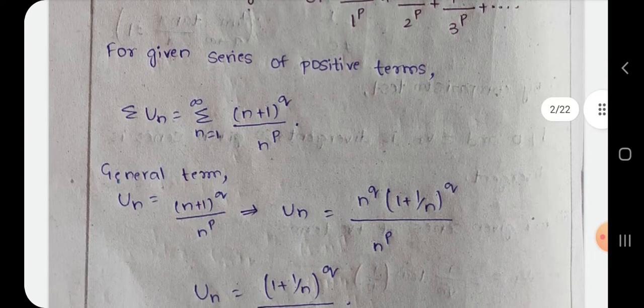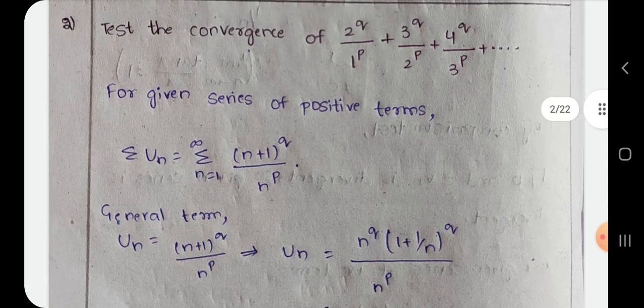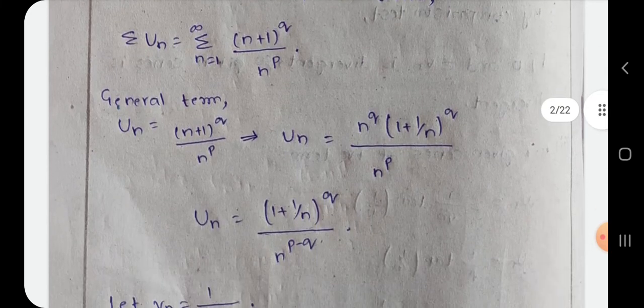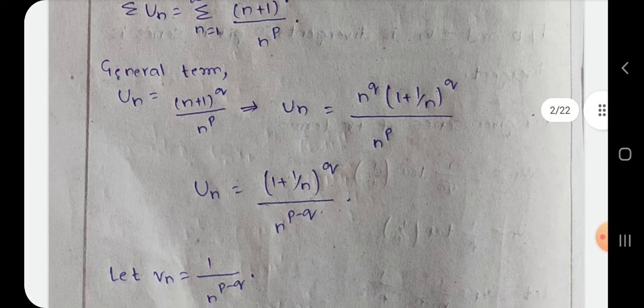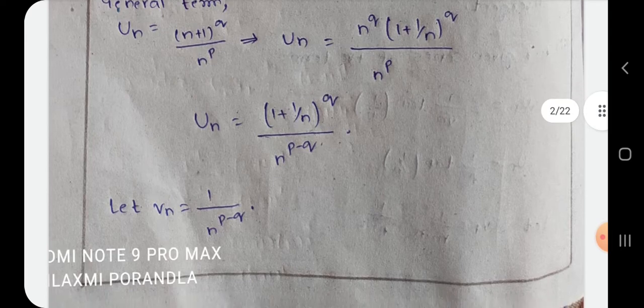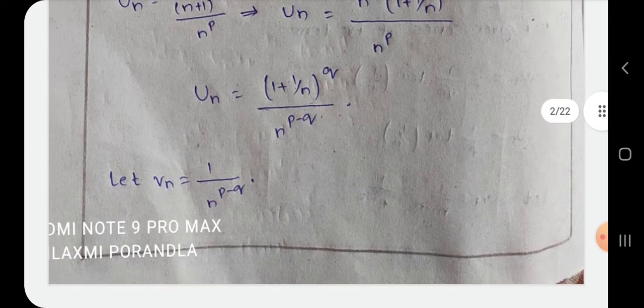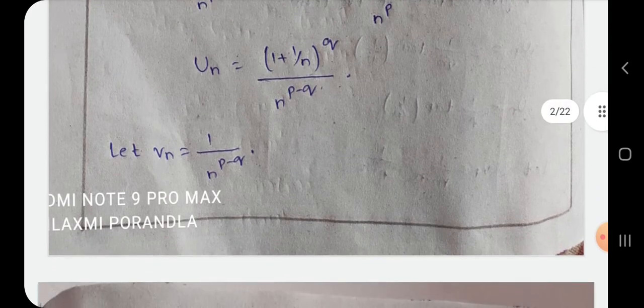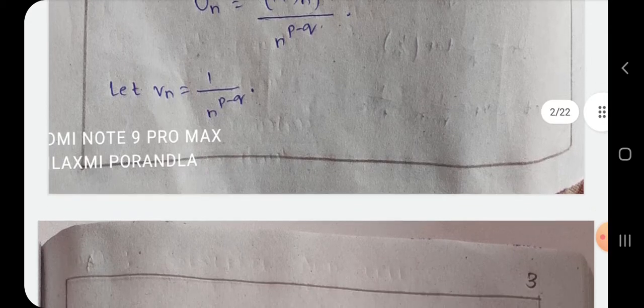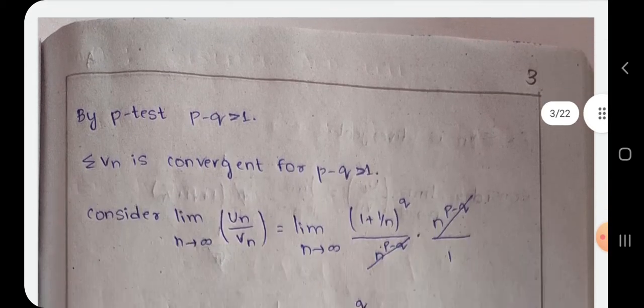When you write the summation of (n plus 1) whole power q divided by n power p, you are selecting the general term and taking n common along with the power. On cancellation, you are getting one answer. Then you are selecting a vn. Whenever you select the vn, it should look like 1 divided by n power p, so the denominator is 1 divided by n power p minus q.